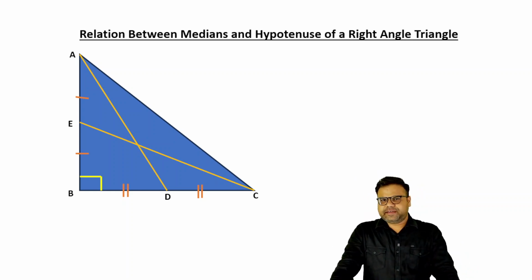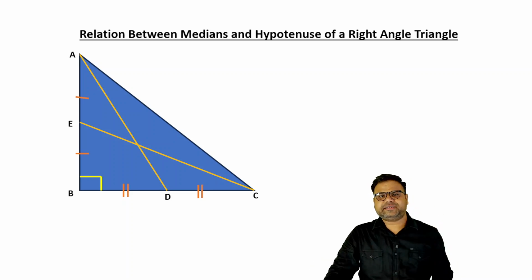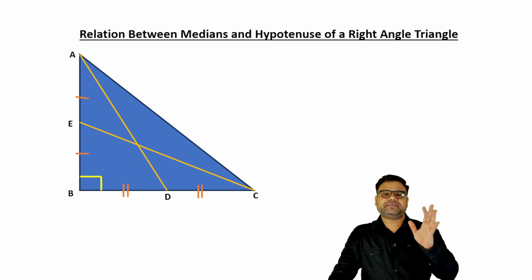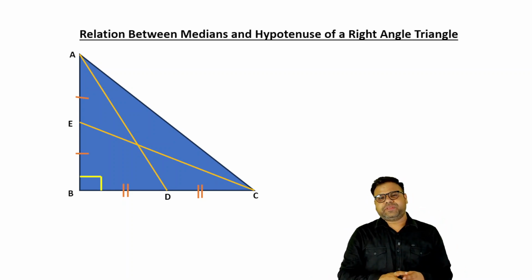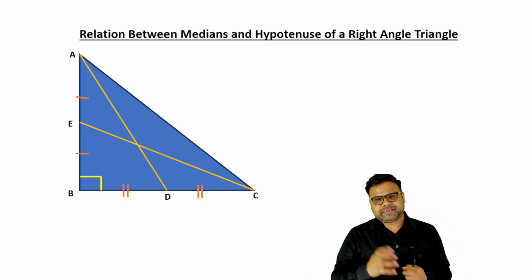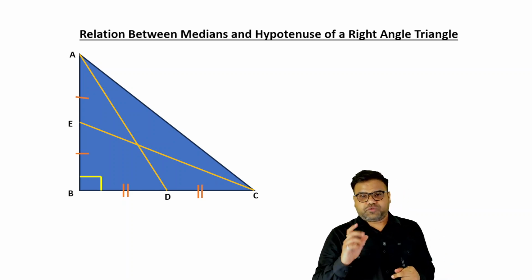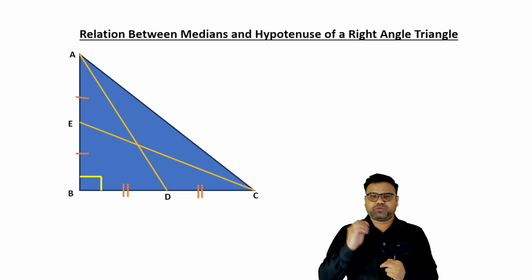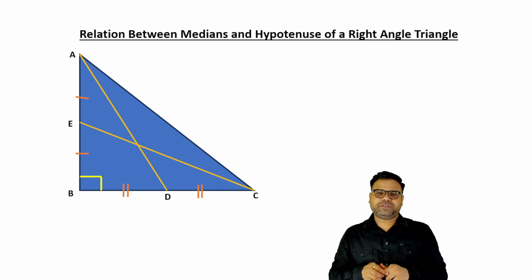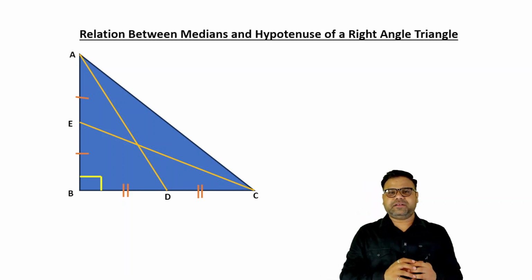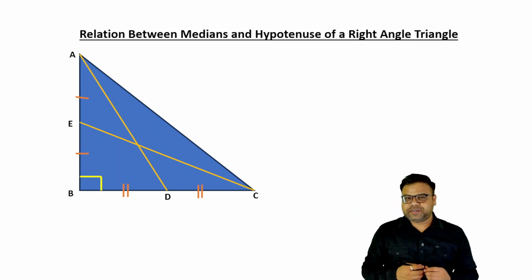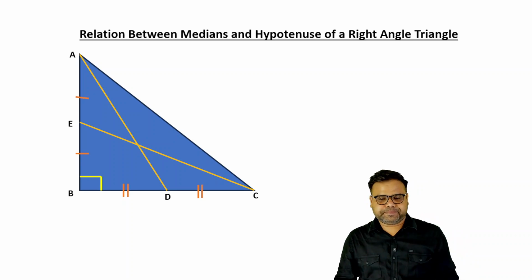What is a right angle triangle? If one of the three angles in a triangle is exactly 90 degrees, then the triangle is a right angle triangle. Or in other words, if the square of the largest side of a triangle is equal to the sum of the squares of the other two sides of the same triangle, then the triangle will also be a right angle triangle. And this relation between the three sides is known as Pythagoras theorem.